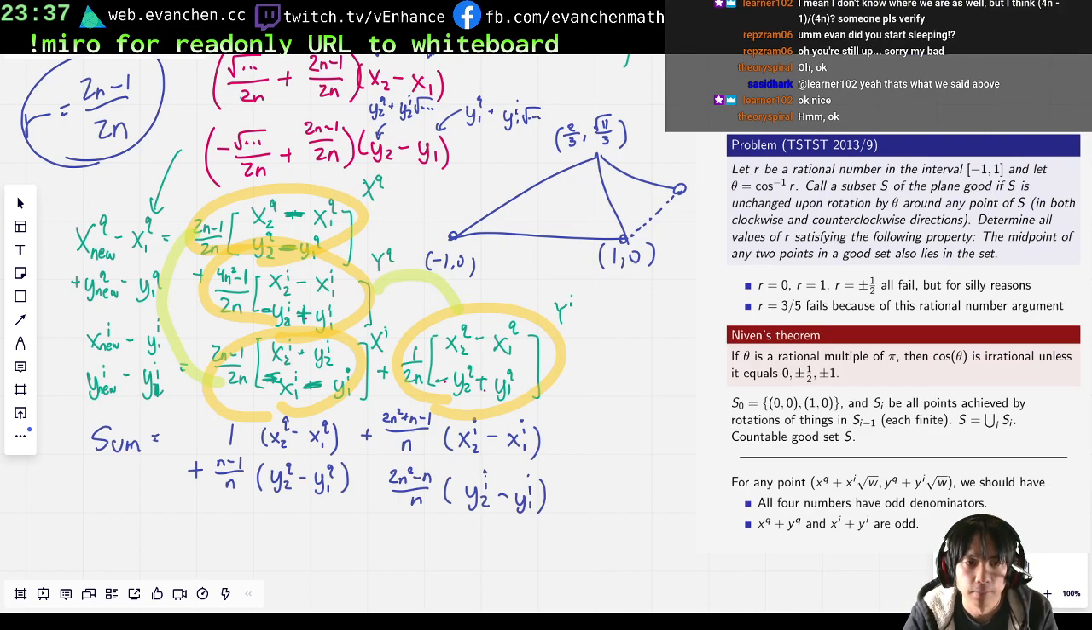So the claim is that for any point, if I decompose it into the rational and irrational parts, I always want the four numbers to have odd denominators, because if there's even denominators, we're totally screwed. The other claim is that I think I want the sums to be odd. So let me verify that claim now.